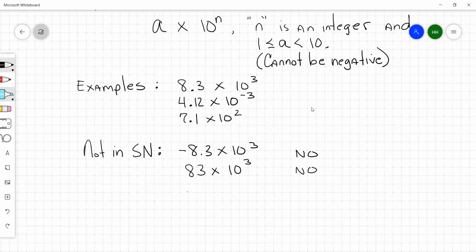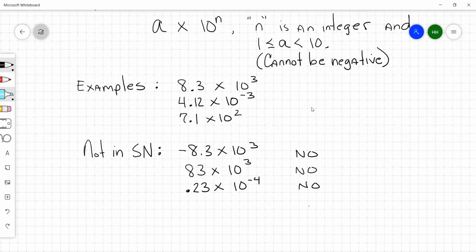Something like 0.23 times 10 to the negative fourth. Again, this A value is too small, so this is not in scientific notation. That's a no as well. Let's see, what other no-nos?